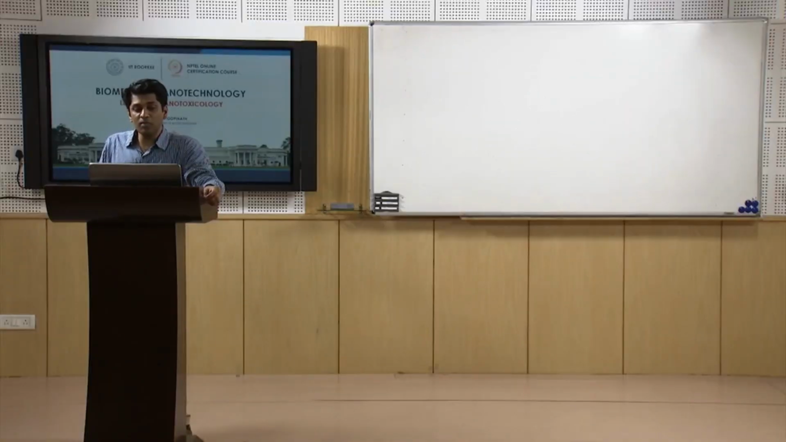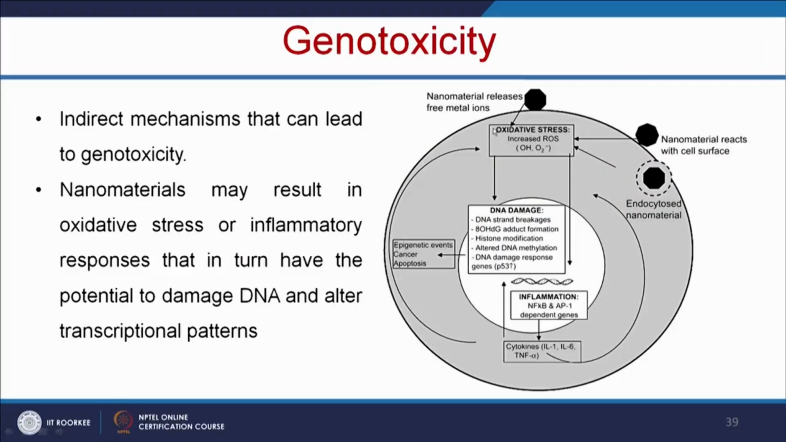So here this nanomaterial releases free metal ions, which will induce oxidative stress, and this oxidative stress will damage your DNA, and it will induce apoptosis, or it will induce inflammation. Okay. So we have to understand whether this nanomaterial is inducing any damage to DNA or not.